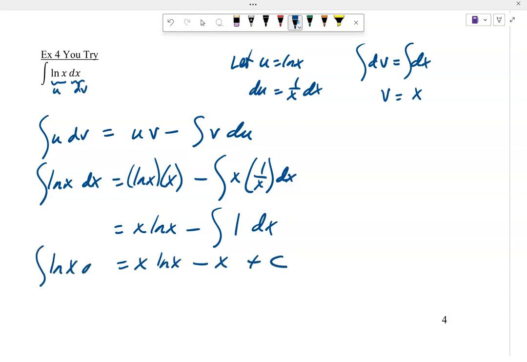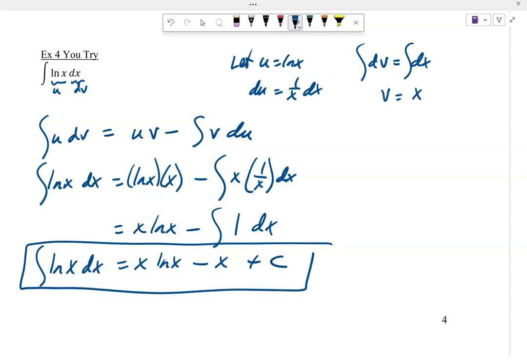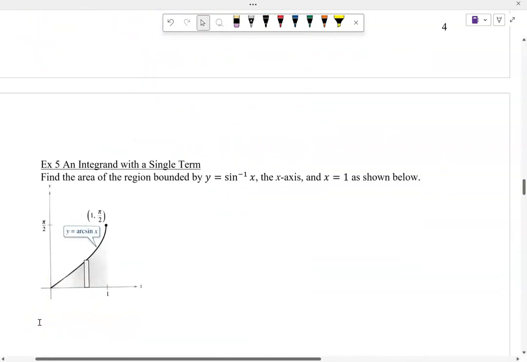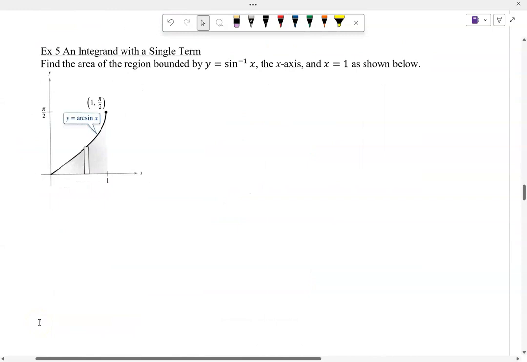So now, if you want to add that to your formula sheet, because of integration by parts, we know how to integrate the natural log. Well, now we can do stuff like this that we couldn't do before, right? We can find an area and use that technique if it wasn't solvable prior to today.